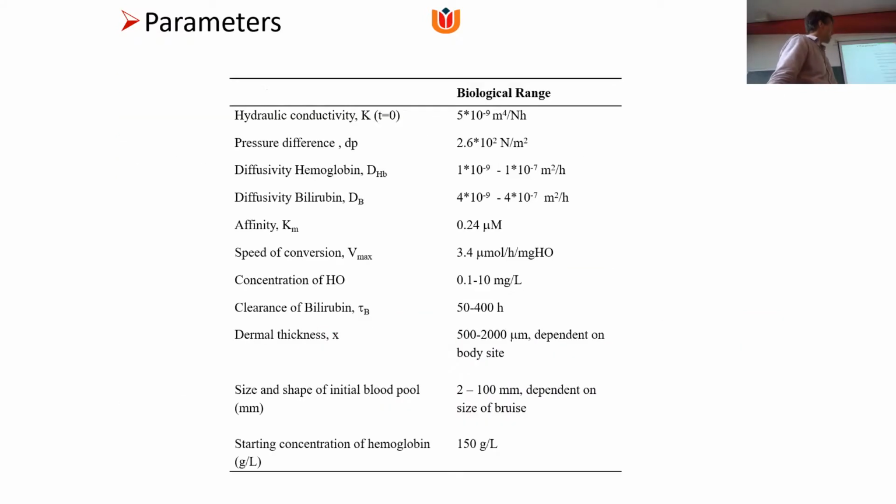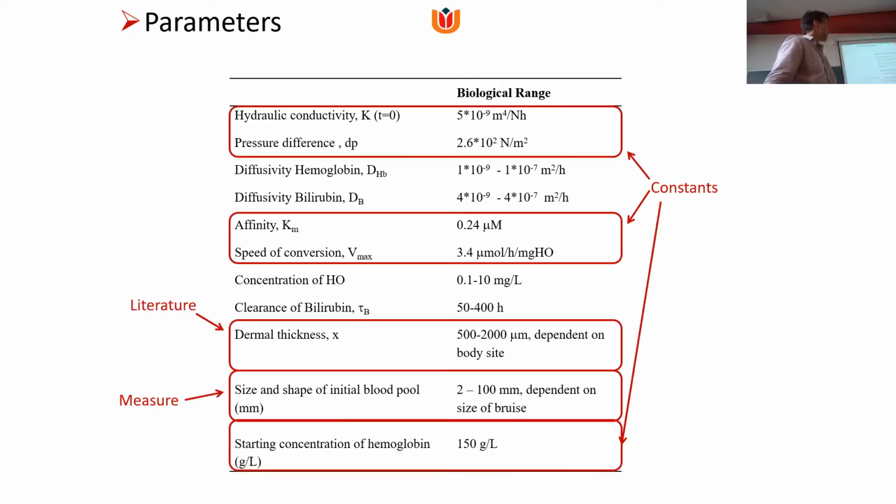And this is what we used to solve it. Here are some parameters in the model. The conductivity, so how easily fluid goes from one cube to the other. There's the hydraulic conductivity, there's also the diffusivities, how easily things flow around. The affinity of the enzymes to convert hemoglobin into bilirubin, the maximum speed of conversion, this is the amount of enzymes in the skin. So a lot of factors here. Some you can get from the literature, some you have to fit in your model, some you can measure.